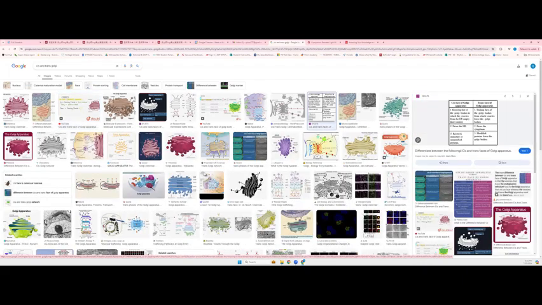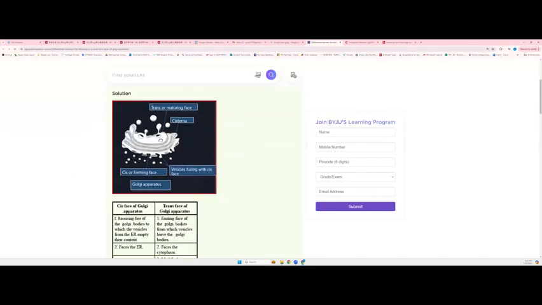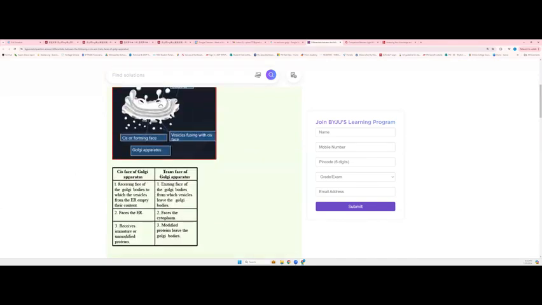Okay, let's do this. So this is the Golgi. That's cis, cis is here. Trans is here, right? What's the difference between the cis face of the Golgi and the trans face of the Golgi? The cis face is the receiving face of the Golgi body, to receive the vesicle from the ER.